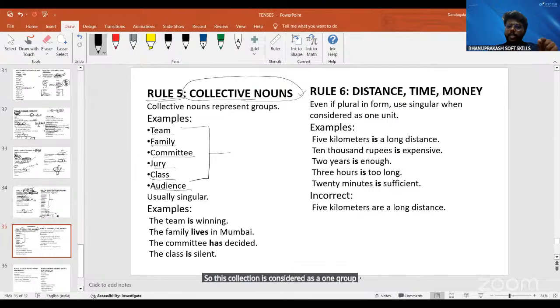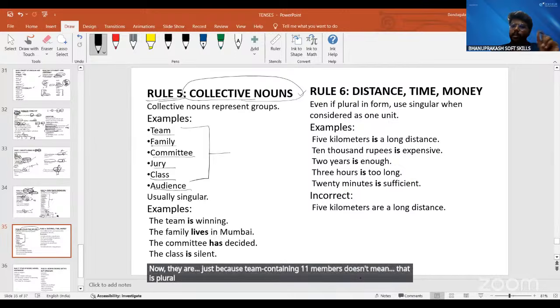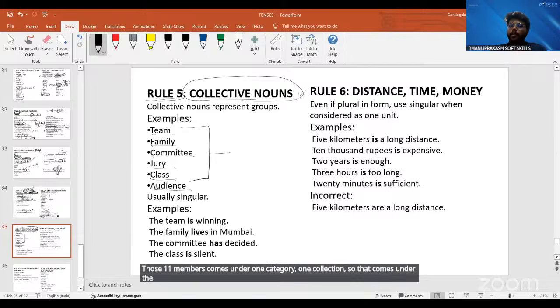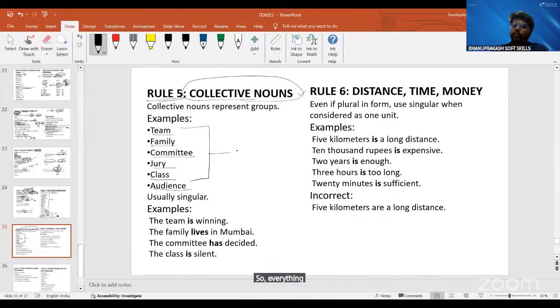Just because a team contains 11 members doesn't mean it is plural. That is not plural at all. Those 11 members come under one category, one collection. So that comes under the singular part. So everything will take the singular verb forms only. Just like here you can see examples. "The team is winning." As a team contains many members, but together they are called one team. So one means singular only, right?